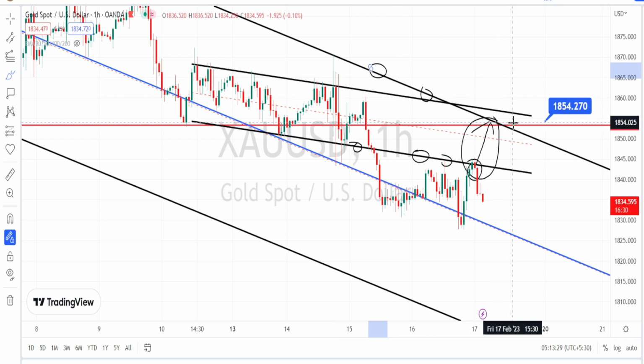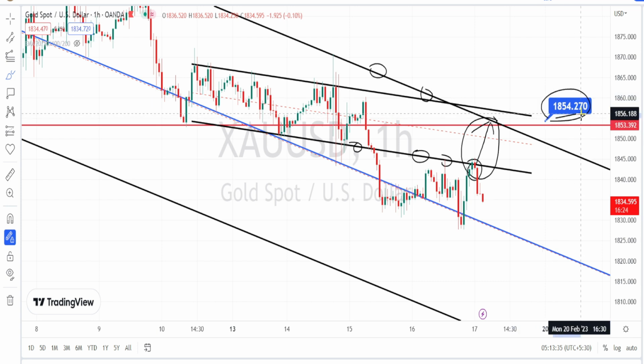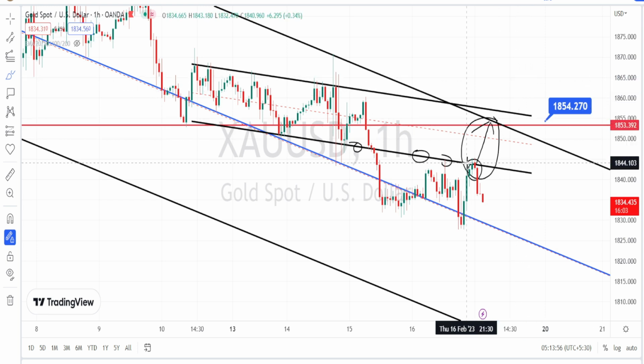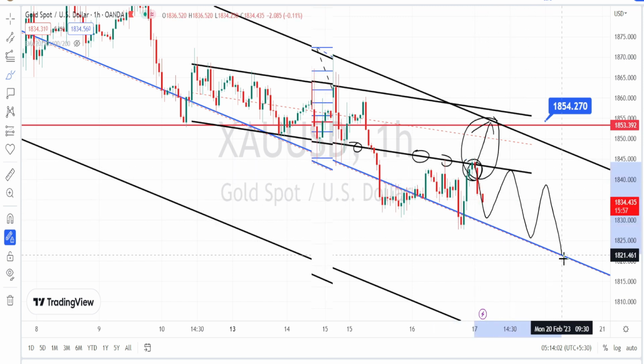And only when the price action breaks this resistance line and the higher time frame resistance level of 1854 or 53, we can expect the bullish side retracement to start in hourly time frame also. But for now, the current trend of the price action is still in a bearish trend in hourly time frame.